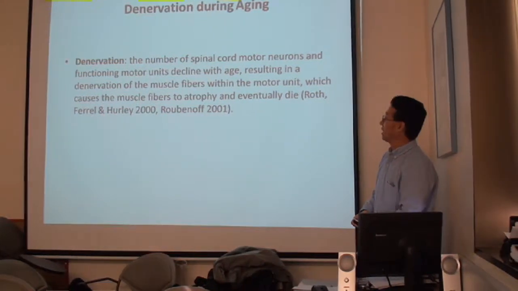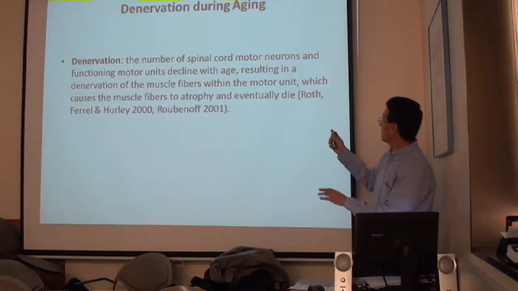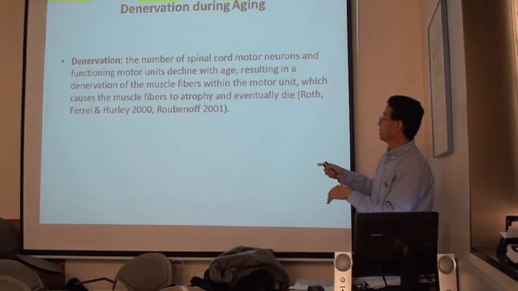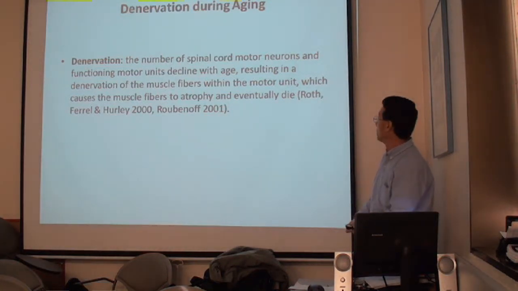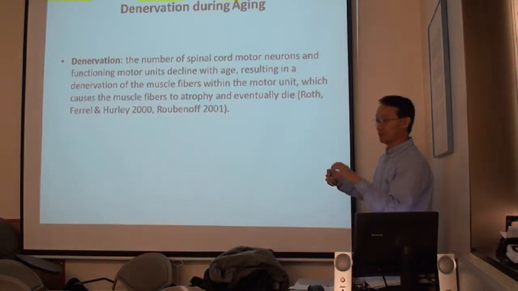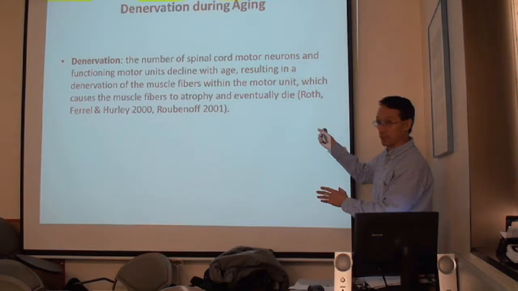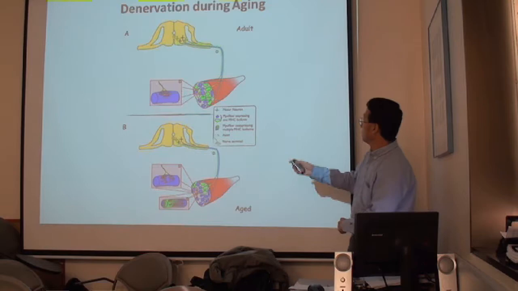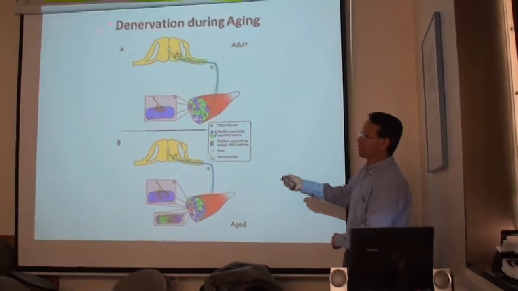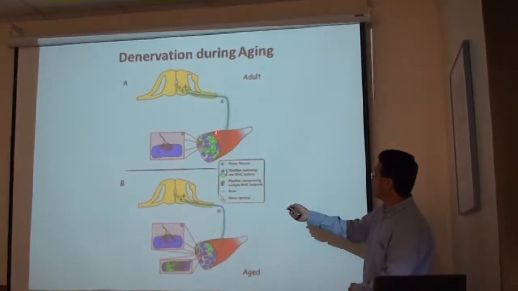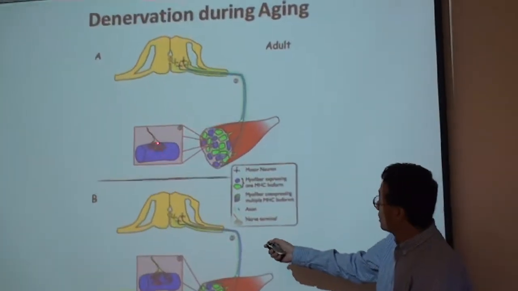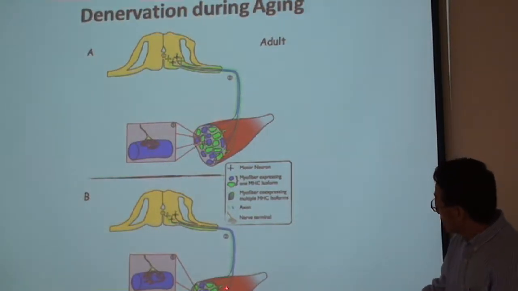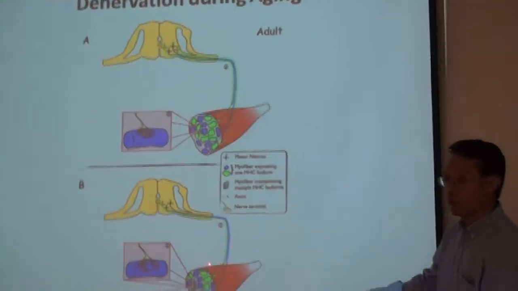Here is the definition of denervation. The number of spinal cord motor neurons and functional motor units declines with age, resulting from denervation of the muscle fibers within the motor unit, which causes the muscle fibers to atrophy and may eventually die. Here is denervation in aging, compared with young healthy adults, where each neuron connects to its muscle fiber. The structure you see here is very intact and looks good. During aging, you will see some of the motor neurons already gone.